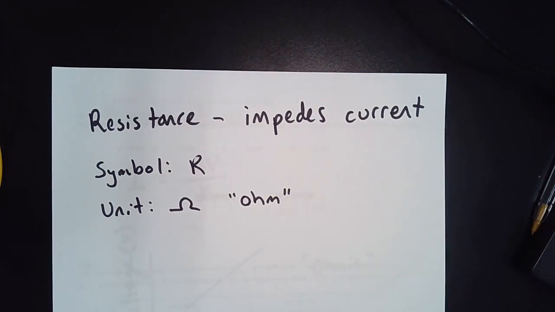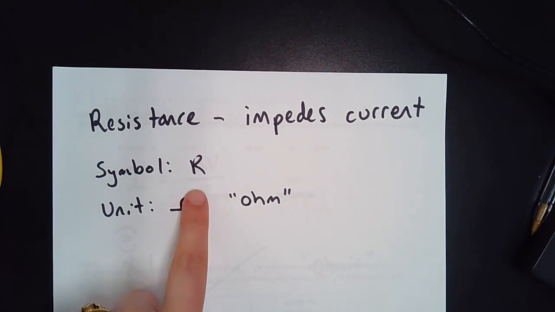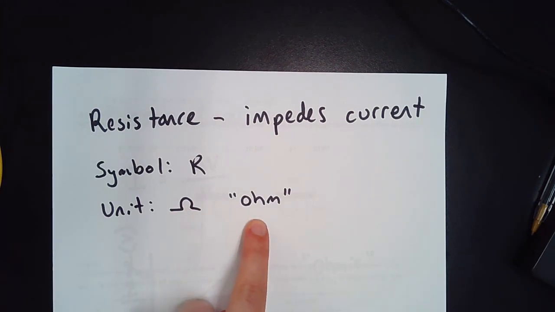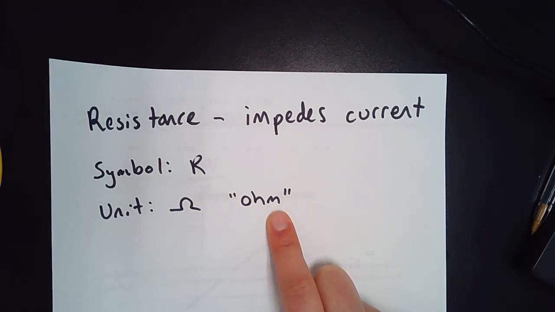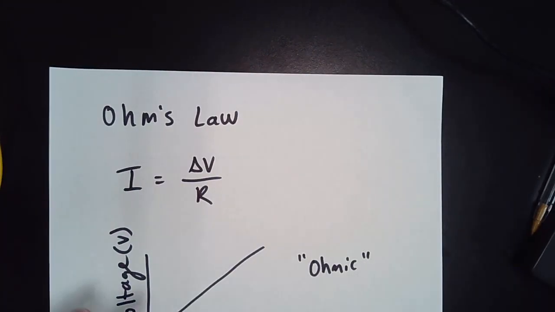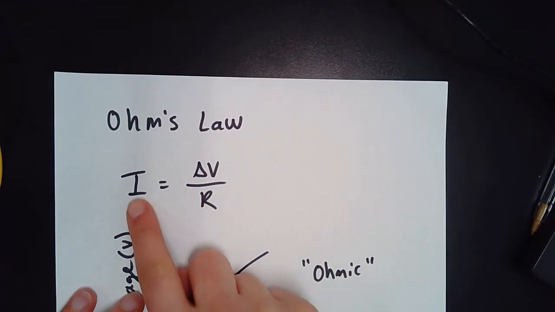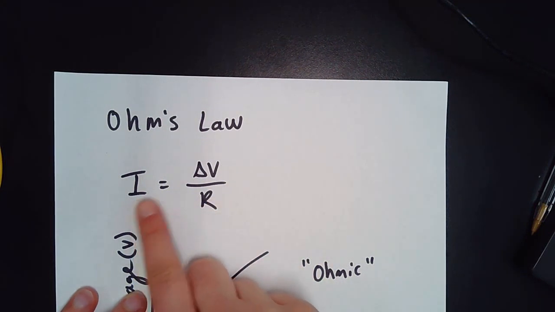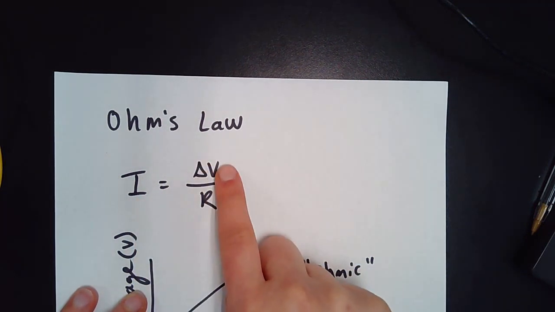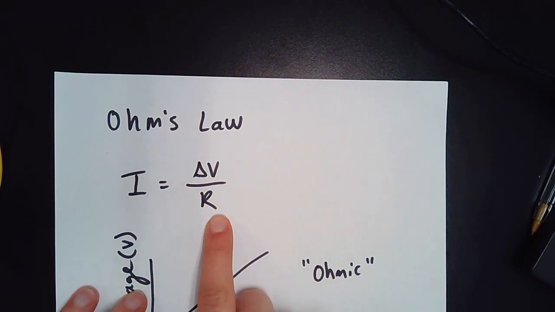So if voltage drives a circuit, then resistance is what impedes it. We use the symbol R for resistance, and the unit is this weird sign. It's actually a Greek letter omega, and we call it an ohm, named after another mathematician, physicist. Ohm actually is super special because he has his own law named after him, and this is Ohm's law. It's the relationship between these three primary vocab terms. Current is equal to the potential difference, or your voltage, over your resistance.